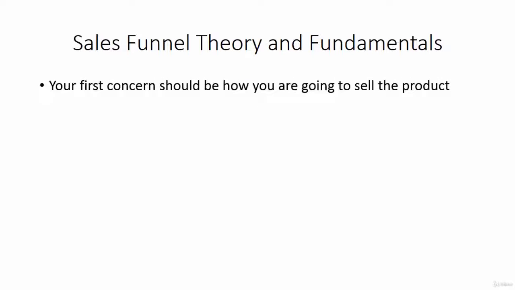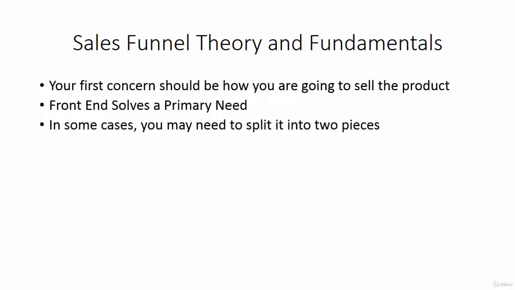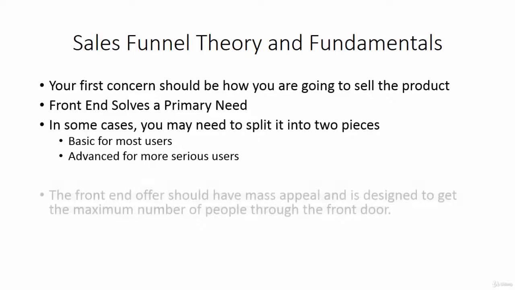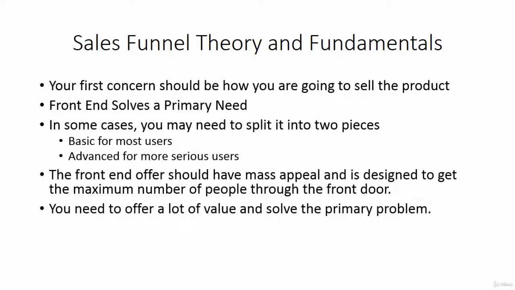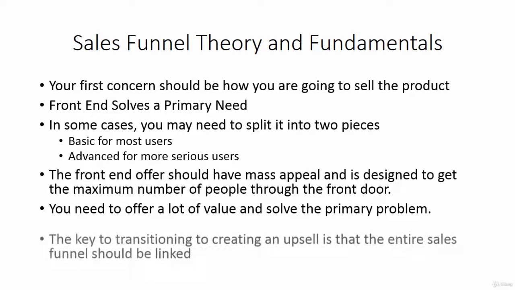Your first concern should be how you're going to sell the product. So, the front-end product should solve a primary need. And in some cases, you may need to split that product into two pieces, one in the front end and one in the back end. So the basic level will be for most users, which is the solution that has the most mass appeal. The advanced section should be for more serious users, and that's what your upsell will go into. Now the front-end offer should have mass appeal and is designed to get the maximum number of people through the front door. Now you need to have a lot of value to solve that primary problem.